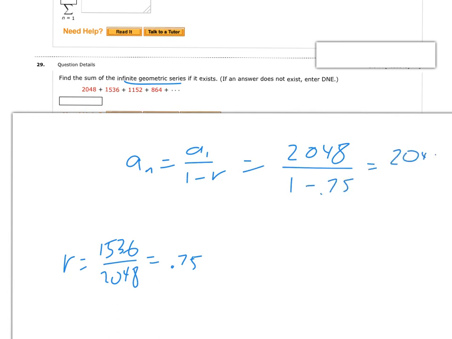So that's going to be 2048 over 0.25. That's really times 4 there if you think about it. And so this will be 8192.